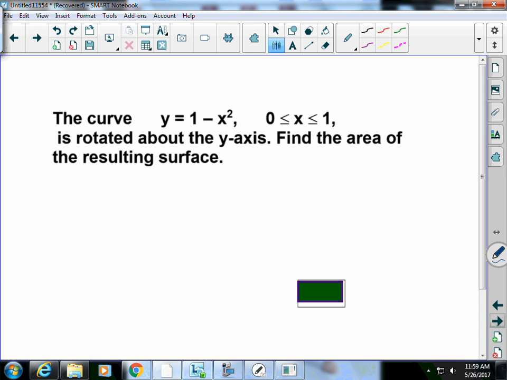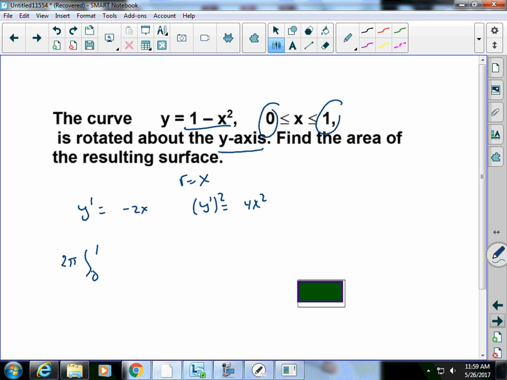See the next slide. So I'm in terms of x, I'm rotating around the y-axis, so my r is equal to x this time. I'm in terms of x, but I'm rotating around the y-axis. My r is x, it's not the function this time. So y prime is equal to minus 2x, and y prime squared is 4x squared. So I have 2 pi. I'm integrating from 0 to 1.